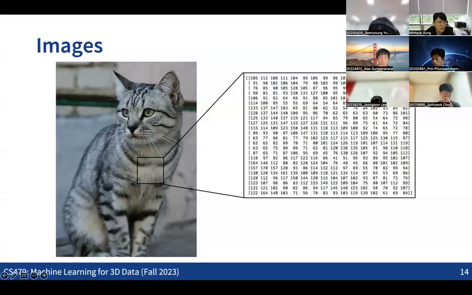And people also think about video. Video can be seen as a 3D grid, right? In terms of that, we have the 2D space and also an extra one-dimensional temporal domain. So in that sense, we can see that videos are also a 3D grid.